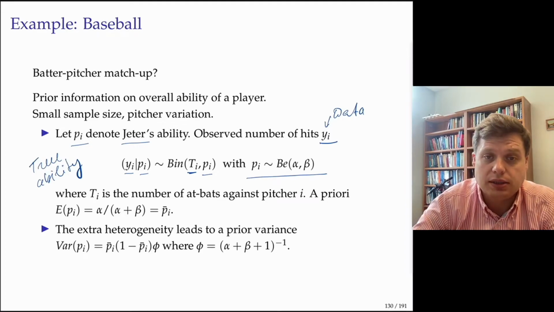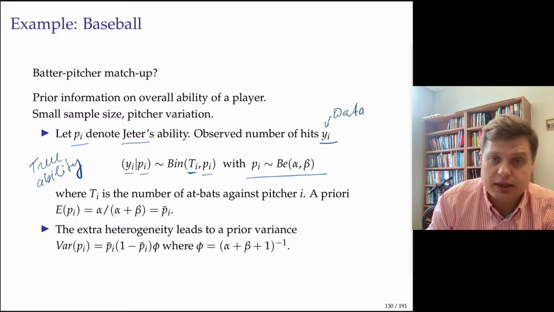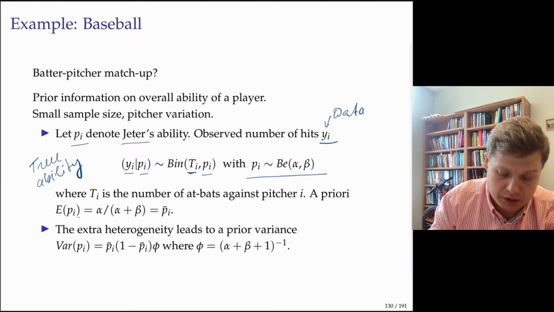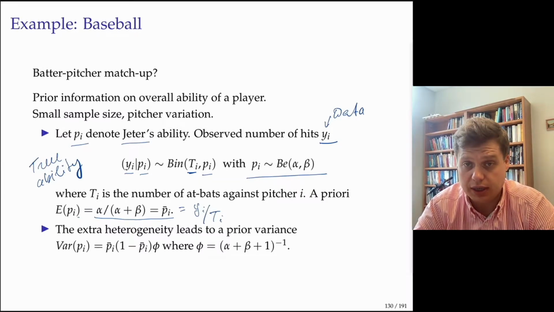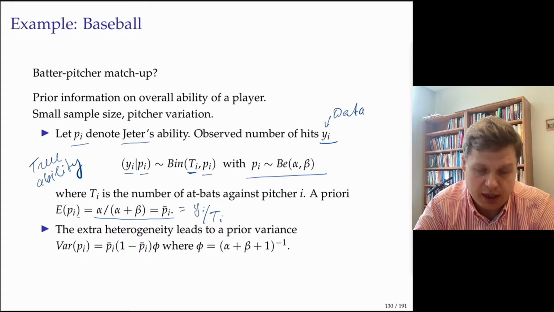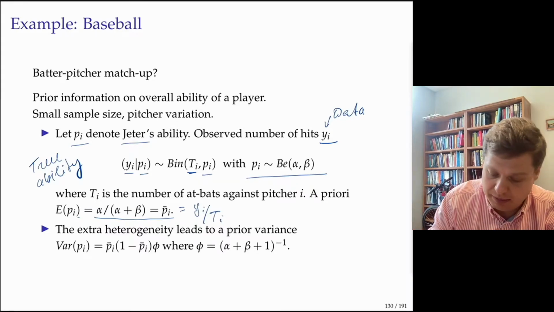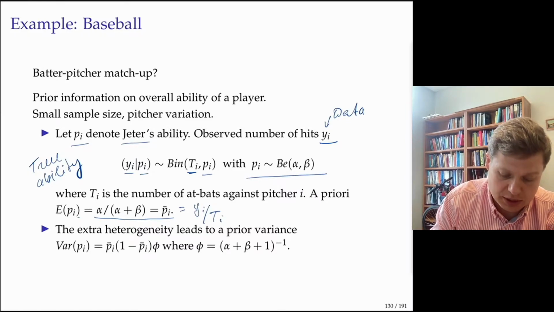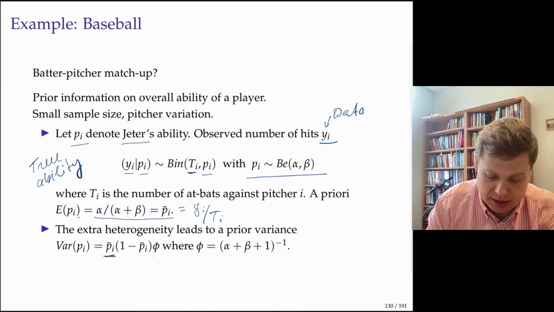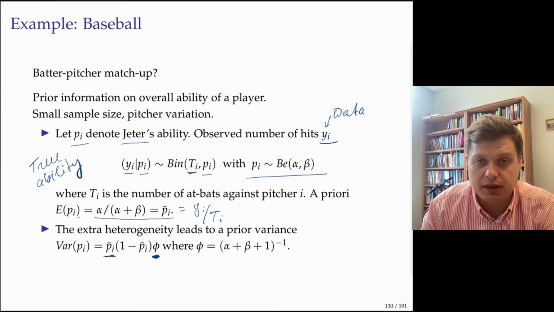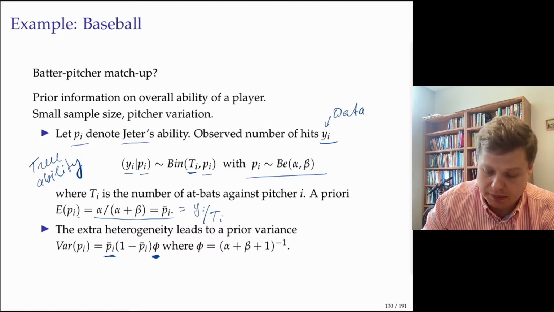And we're going to choose alpha and beta in such a way that the expected value of pi, you remember the expected value of the beta distribution is just alpha divided by alpha plus beta, equals pi hat, that's yi divided by ti, the average number of successful hits for Jeter. And you remember the variance of the beta distribution. Now we can just write it in terms of pi hat. It's just pi hat times 1 minus pi hat times this additional multiplicative term phi, which is just alpha plus beta to the power minus 1.